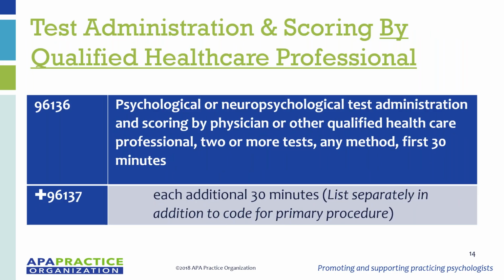If you're a psychologist that does your own test administration and scoring, and we understand that a significant portion of our discipline does do their own test administration and scoring, then you'll be using this code if you're doing your own test administration and scoring for psychological evaluation. First 30 minutes, base code 96136. Each additional 30 minutes of test administration, 96137, the add-on code. Next.